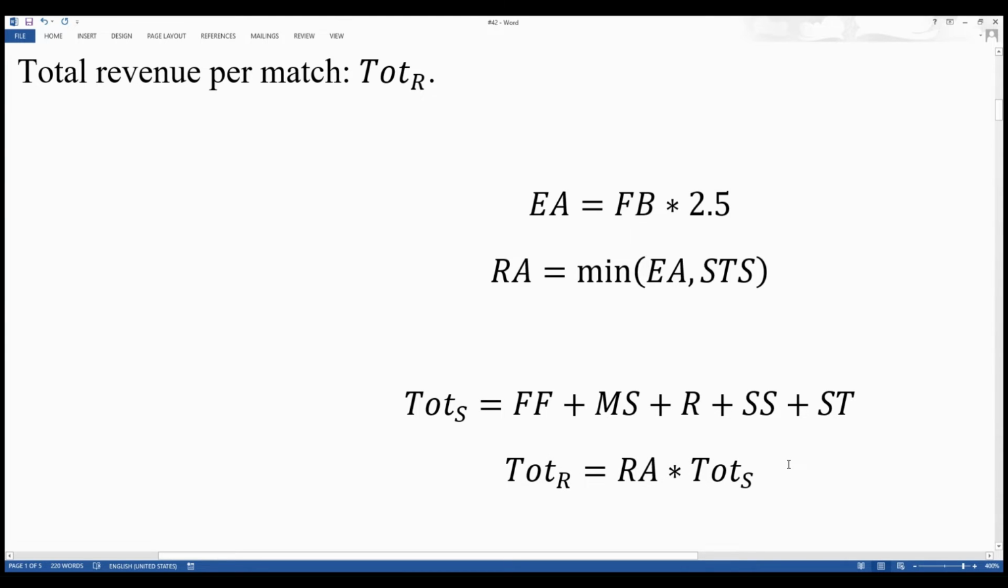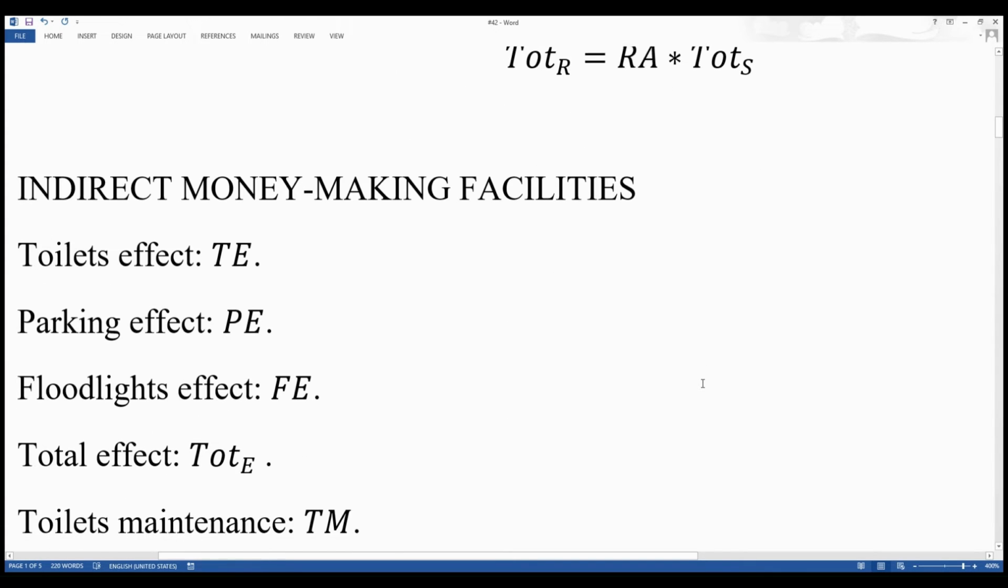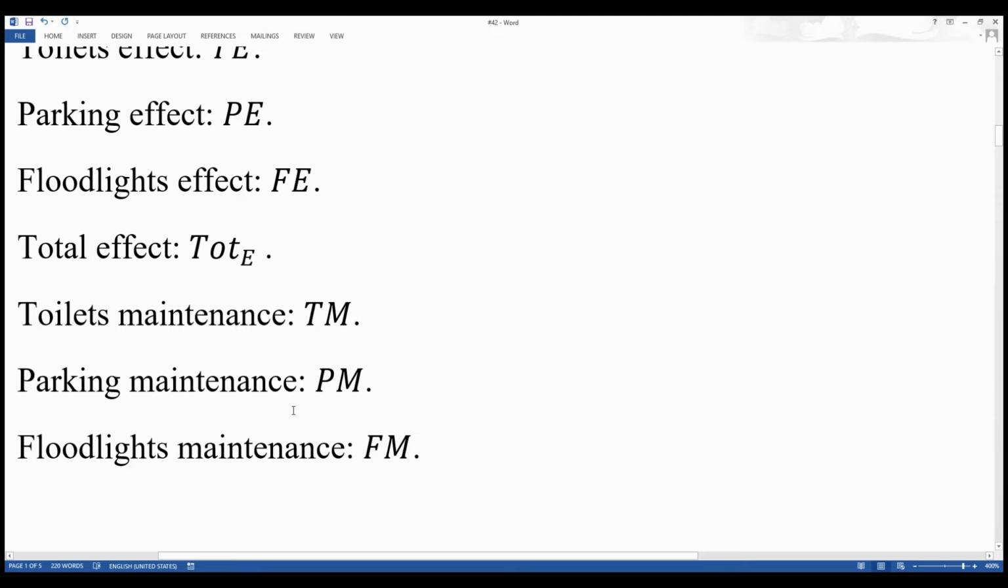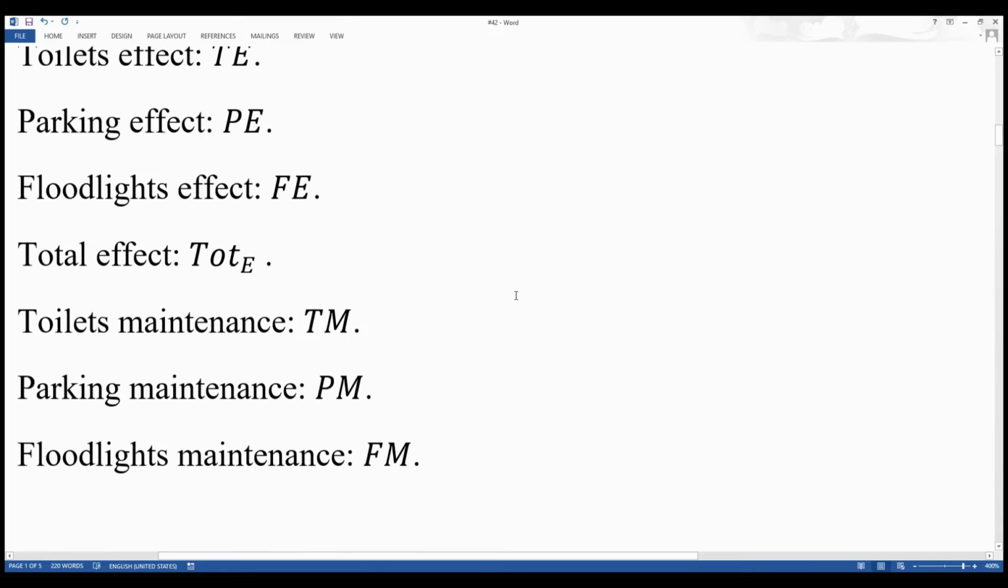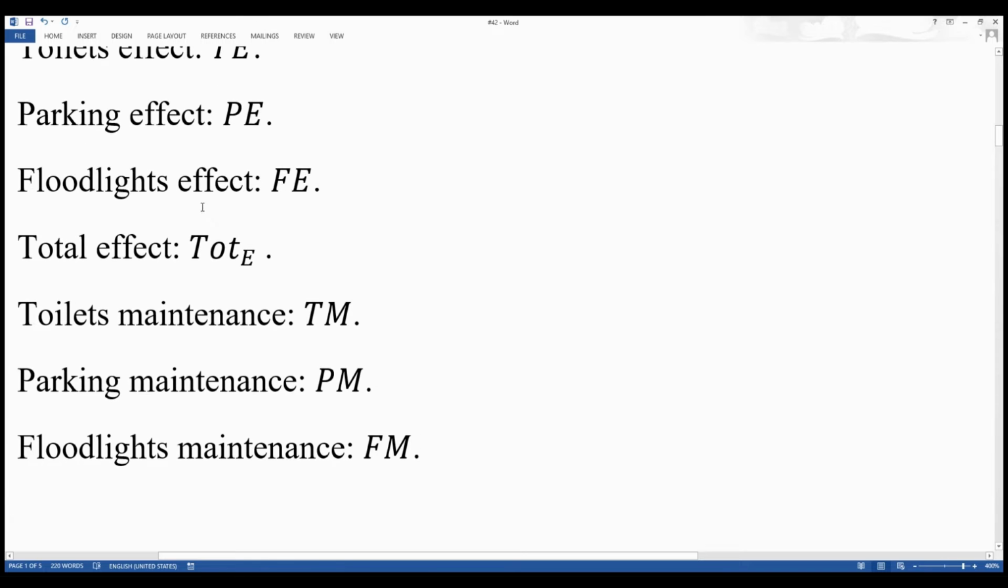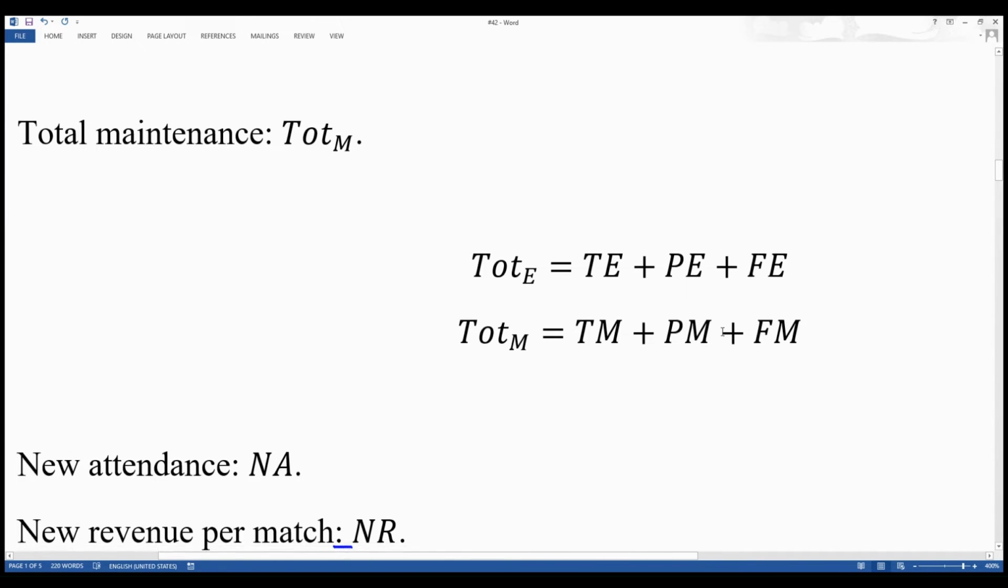Now I need to define some further variables about the indirect money-making facilities. There is one variable for each facility, which are toilets, parking, and floodlights. And these variables refer to their effect. They will increase the attendance by 1%, 2%, 3%, depending on the level you have. And this is for their maintenance. And here I have the total effect, and on the next page, the total maintenance. I think it's easy to understand. These totals I just calculate by summing up the smaller amounts.